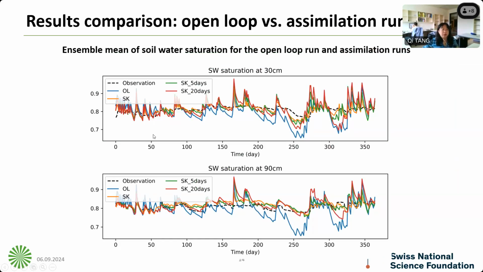This slide shows the results compared between the open loop run and the assimilation run. Here we show the difference between the simulation and observation for the saturation at 2 different depths. The dashed line shows observation, and the solid lines represent the simulation. We see the open loop run during some time period, especially after 200 days, significantly deviated from the observation, and with data assimilation, these lines are much closer to the observation.